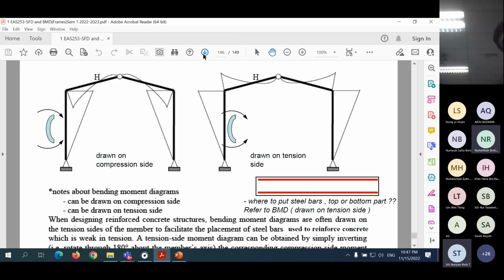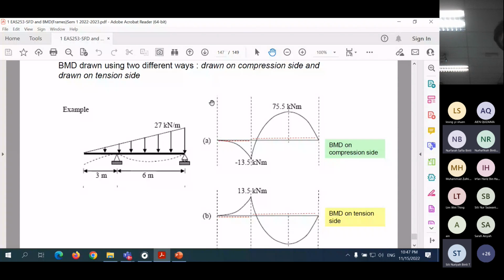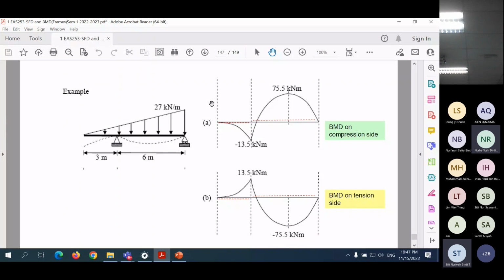Three more slides to go, class. Let me finish off this. So this is an example of drawing on the compression side, and drawing on the tension side. We just change to the other side.